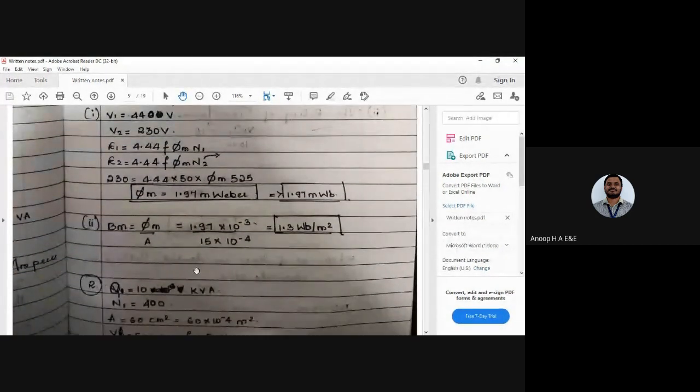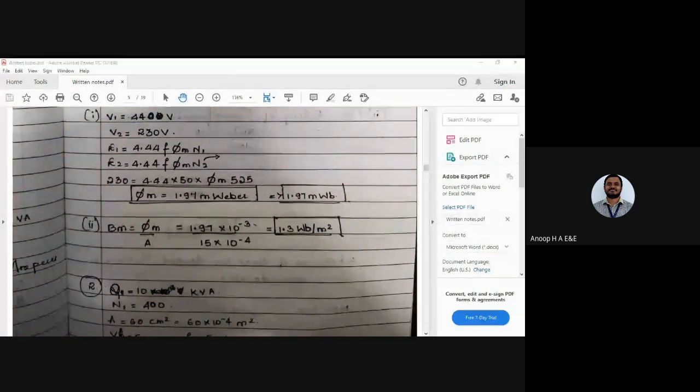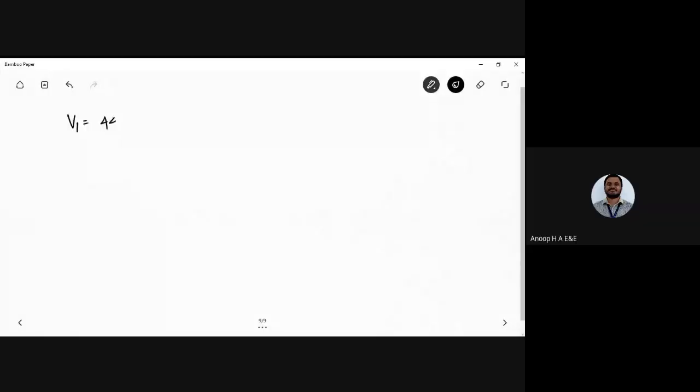It is a typical problem. Let me write it down here. I'm switching screens quickly. I have V1 as 440 volt, and V2. E1 or V1 is one and the same, E2 or V2 is one and the same. V2 is 230 volt. What I've got here is N2, which is 525 turns.